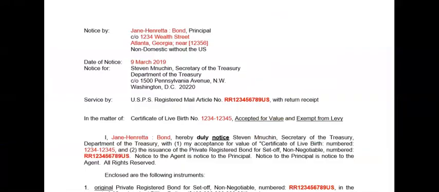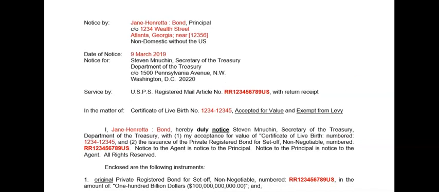Okay, along with that private registered promissory note, we also have to have a cover letter that goes with it. So notice by yourself, the date of the notice, and who the notice is for. The service would be by registered mail, because it is a registered promissory note or a registered bond that you are creating, okay? In the matter of the certificate of live birth with the number, accepted for value and exempt from levy, okay? So then I'll read through this document here for you.